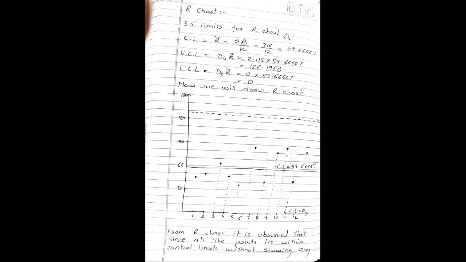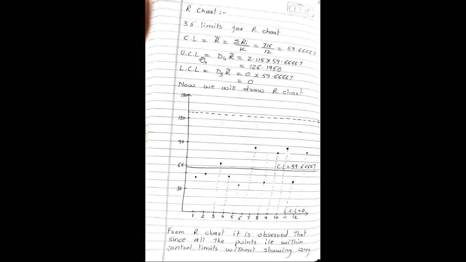3 sigma limits for R chart is given by central line is equal to R bar, which is equal to summation Ri upon K, which is nothing but 716 divided by 12. Answer is 59.66667.